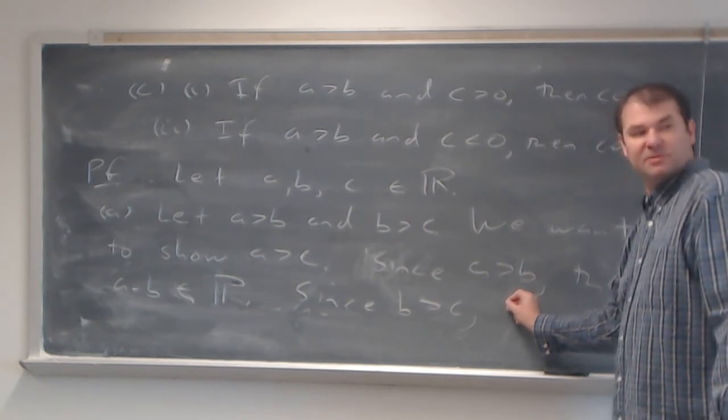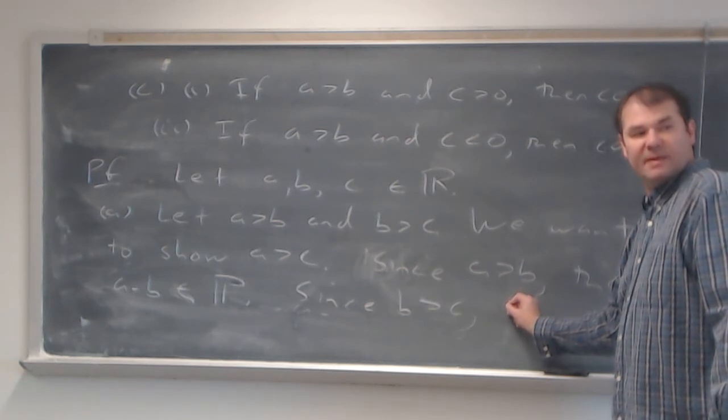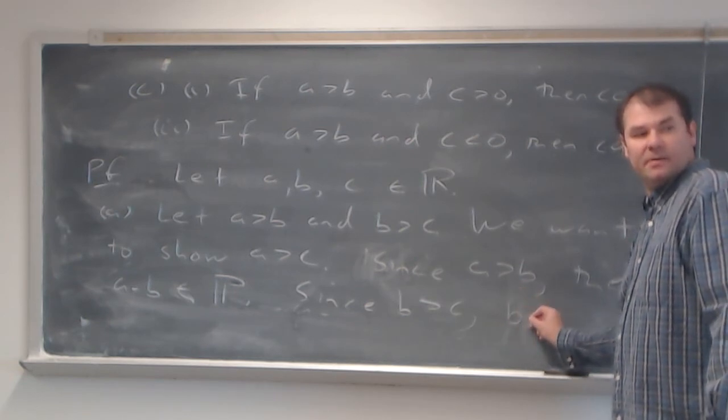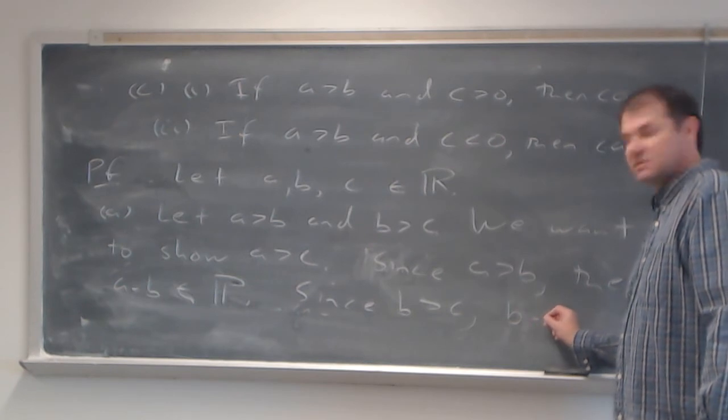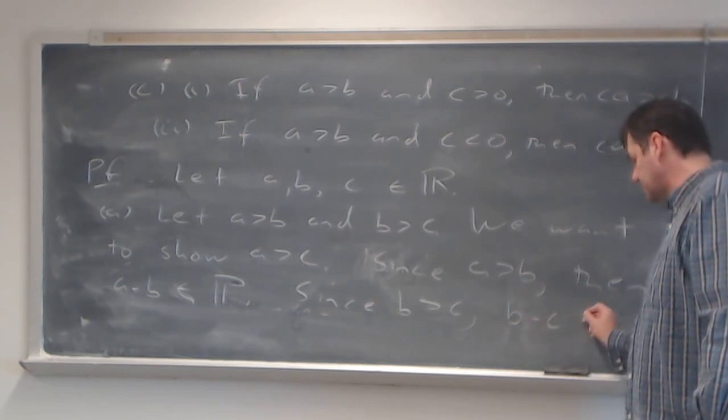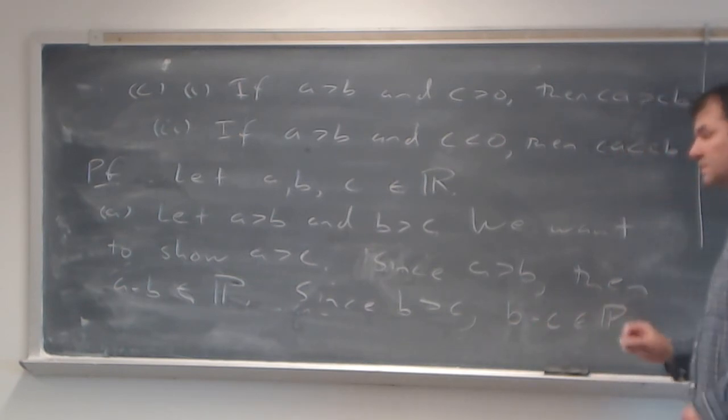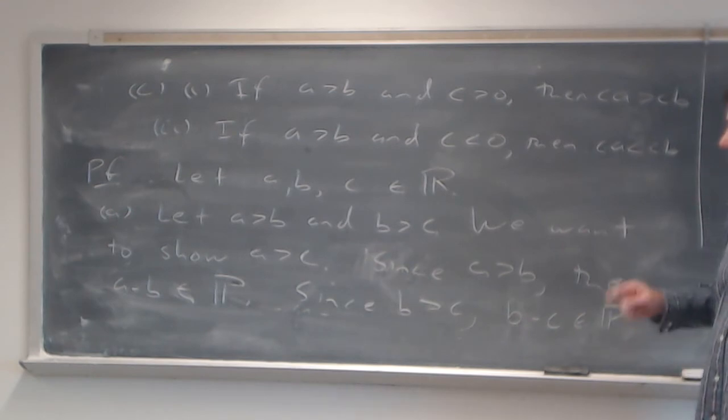Since B is greater than C, what's the definition? That means that B minus C is a positive number. Is that okay with everybody? So look, I've got two statements here. A minus B is positive, and B minus C is positive. Is that okay?